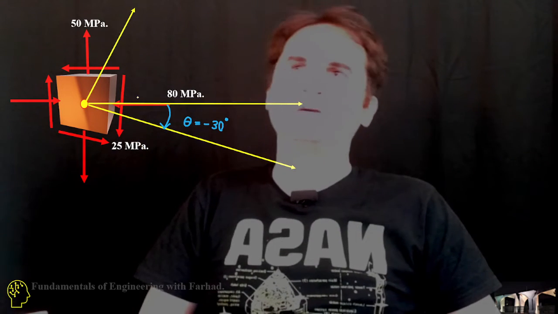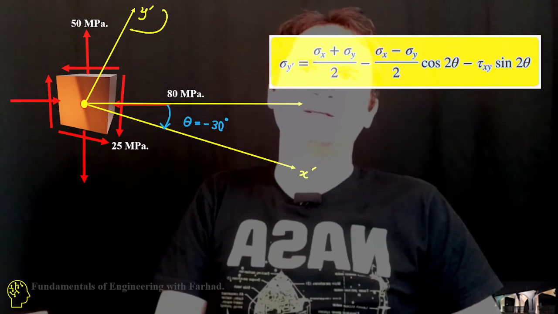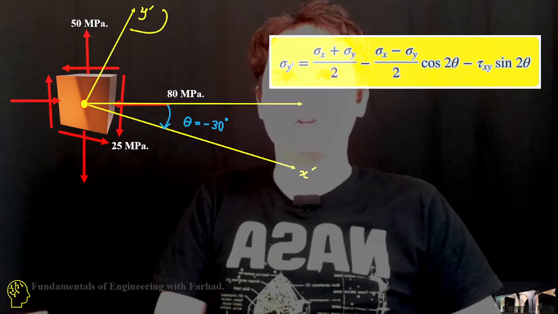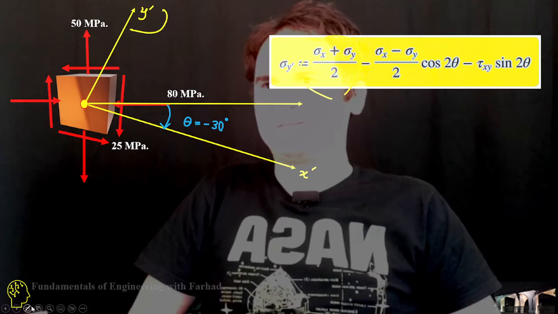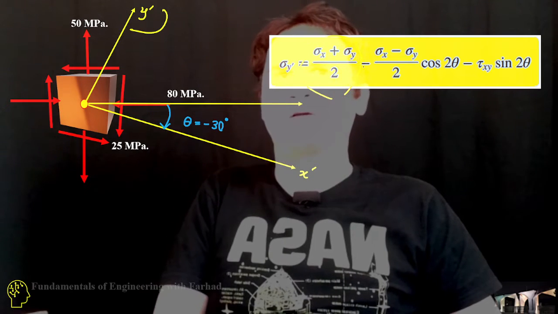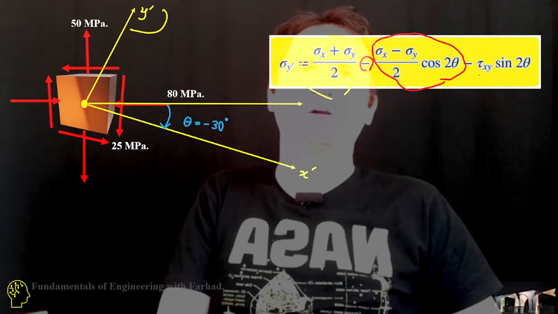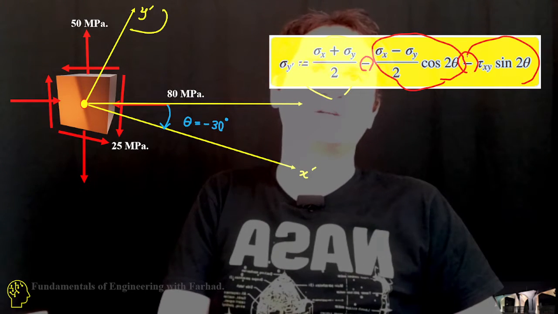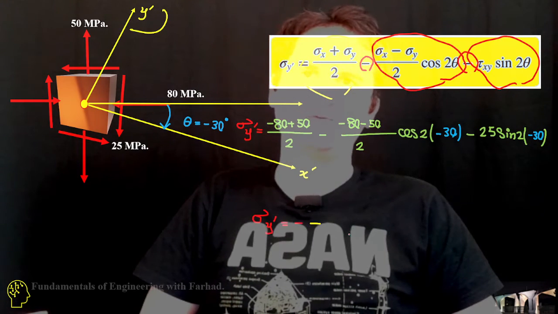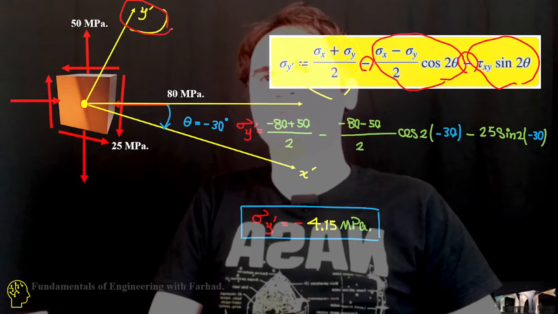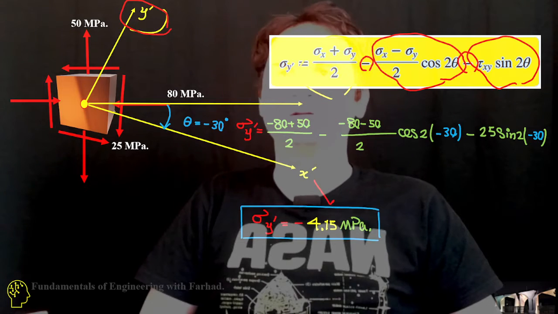Likewise, if we want to know the state of stress for the y prime axis, sigma y prime is a summation of those two minus, if you subtract them, times cosine of 2 theta, and then minus tau xy sine of 2 theta. If you just replace the numeric values, it gives you sigma y prime, a negative 4.15 megapascal.